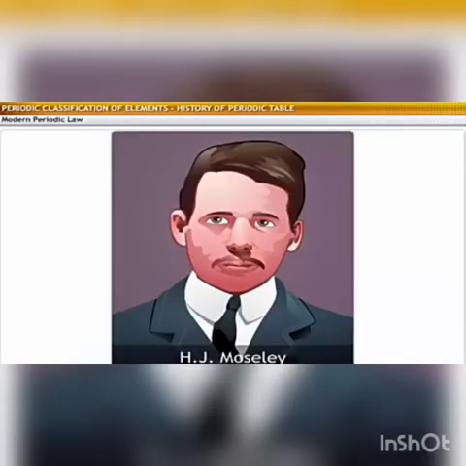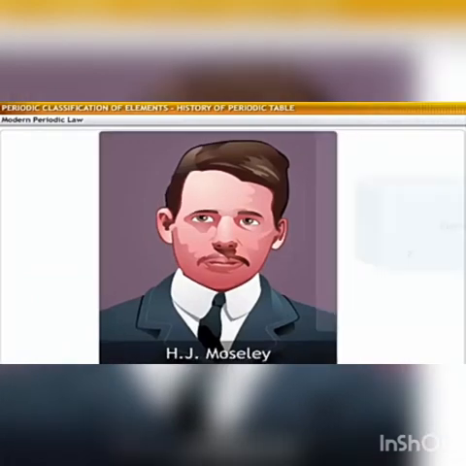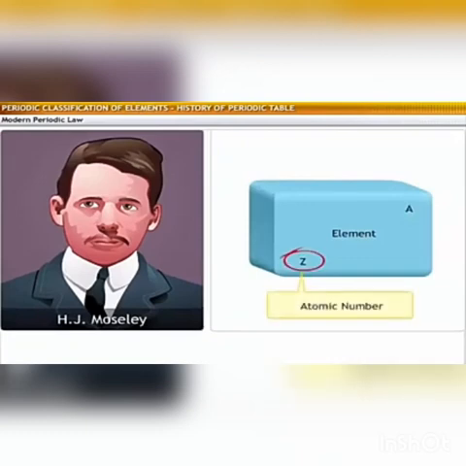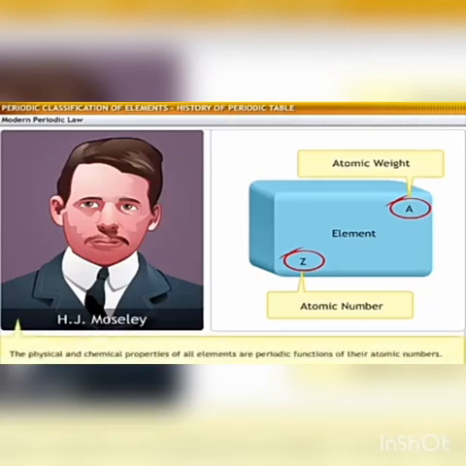H. J. Moseley, an English physicist, built further on the periodic table to resolve the problems encountered in using it. He discovered that atomic number is a better basis for classifying elements than atomic weight. On the basis of his work, he developed the modern periodic law. The modern periodic law states the physical and chemical properties of all elements are periodic functions of their atomic numbers. The modern periodic law has become the universally accepted form of classification of elements, as it does not suffer from the demerits of Mendeleev's periodic table.